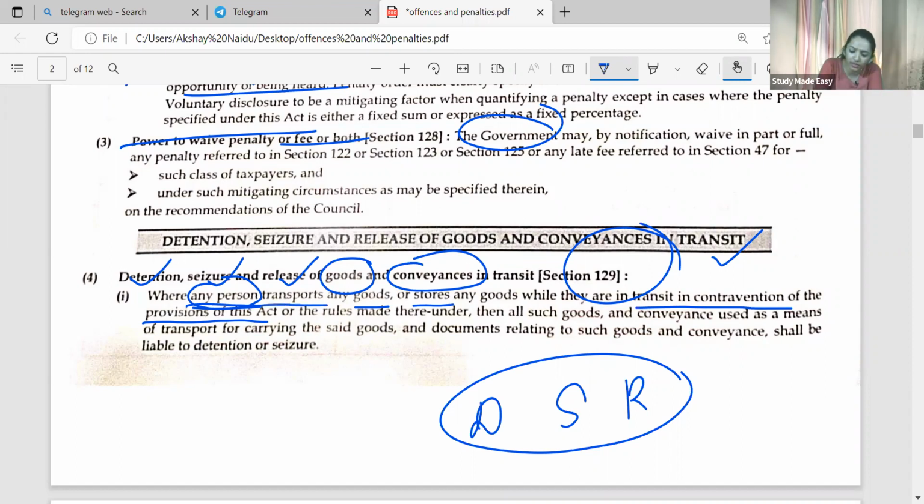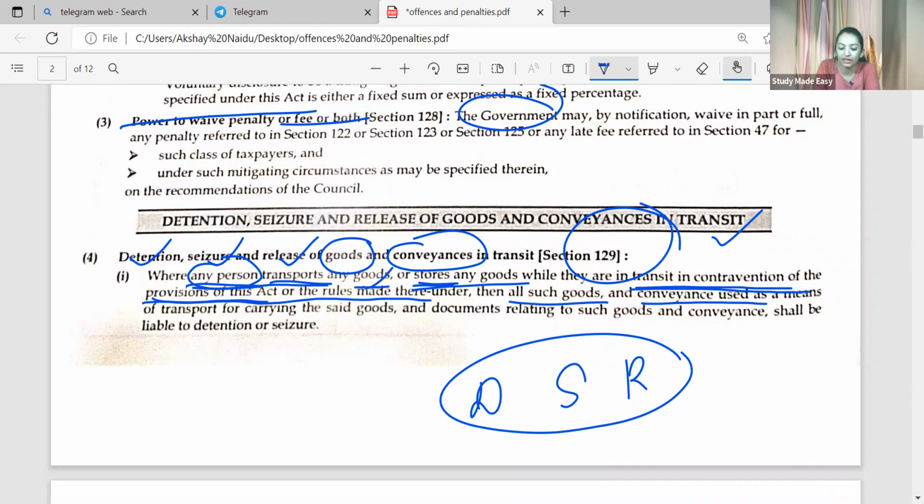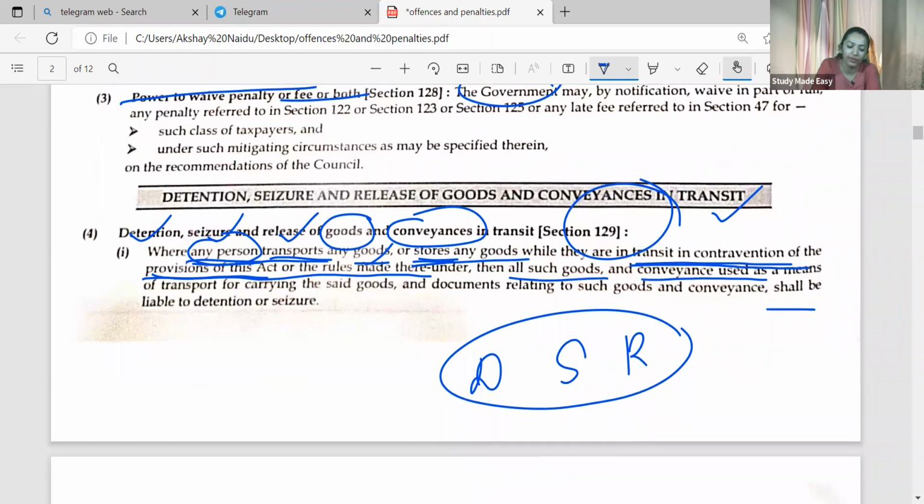So any person who transports any goods or stores any goods. I have a warehouse, I know I have kept goods in the warehouse that are liable to confiscation. That is wrong. So even if you transport or store goods while in transit, in contravention to the provision of the act, then all the goods as well as the conveyances that are used shall be liable to detention or seizure. Detention is for a short time, and with seizure a longer procedure starts.